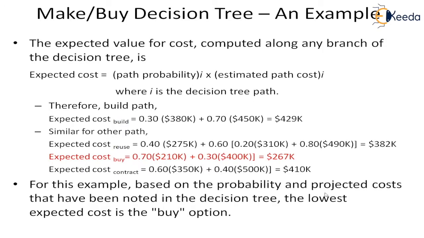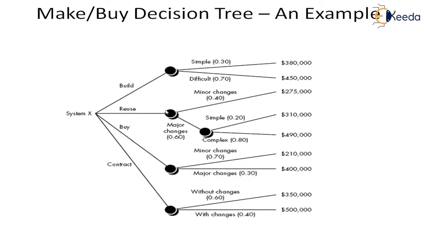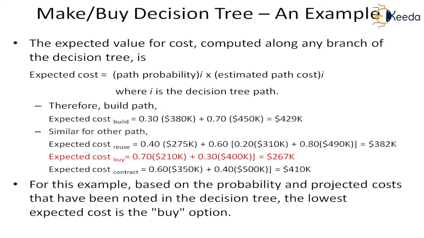Okay, so we are adding these two. If you see this, we are adding these two, 70% for this plus 30% for this, because we have two paths in the buy. So 70% we have multiplied with this, and again 30% we have multiplied with this. So we are calculating 400 and 210. This is the cost of 70%. This is the cost of the 30%. So we have taken that.